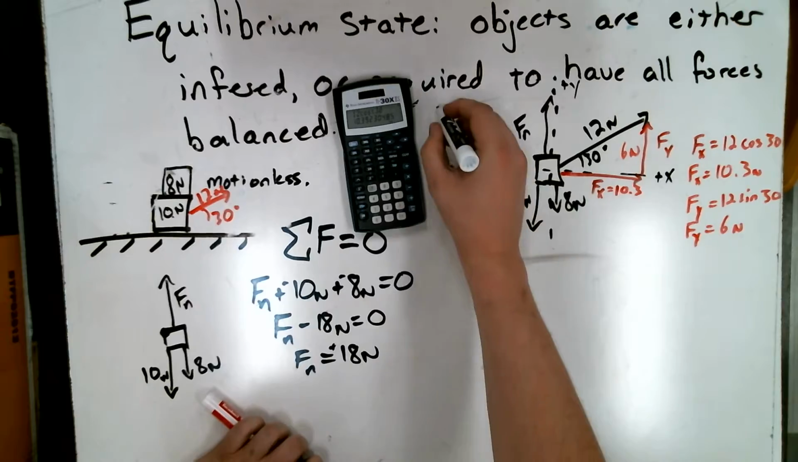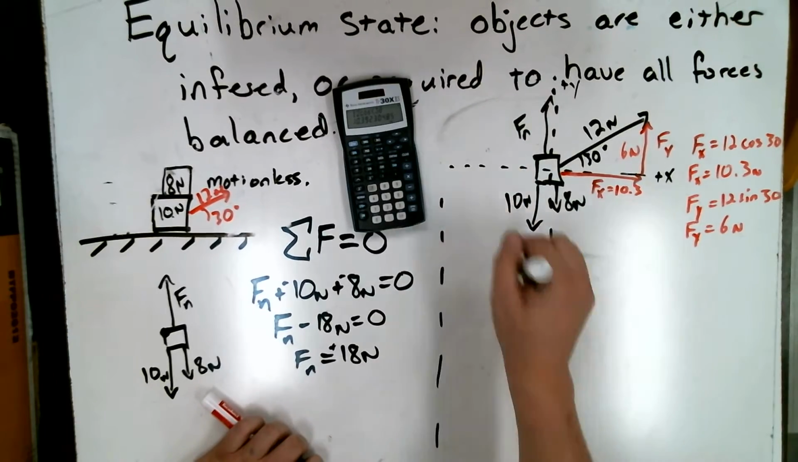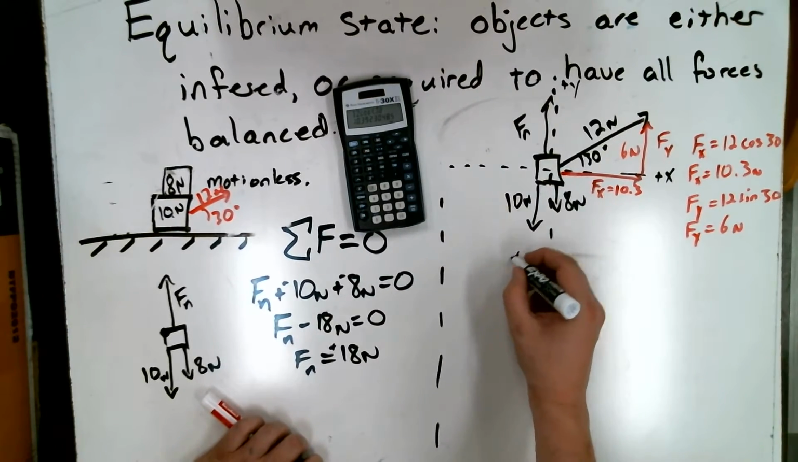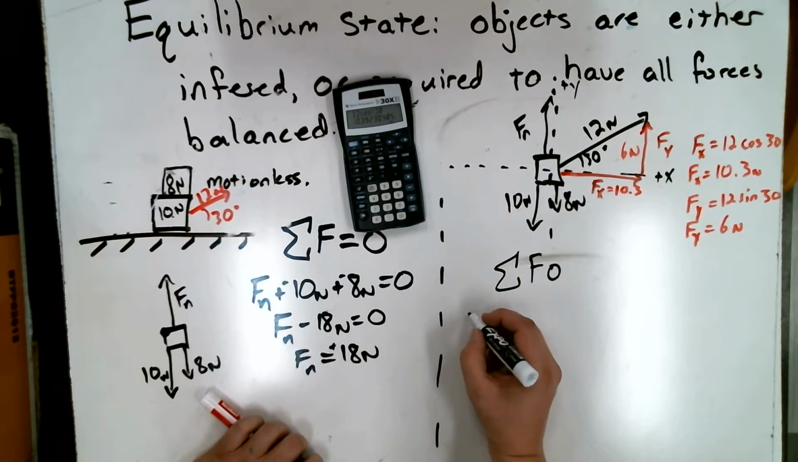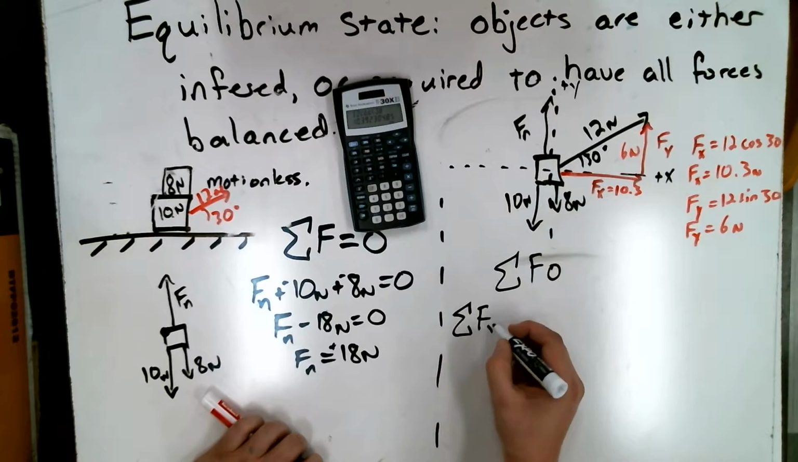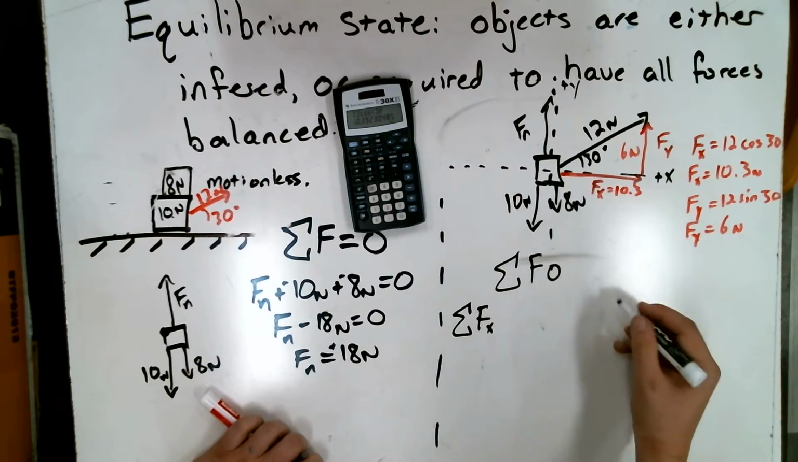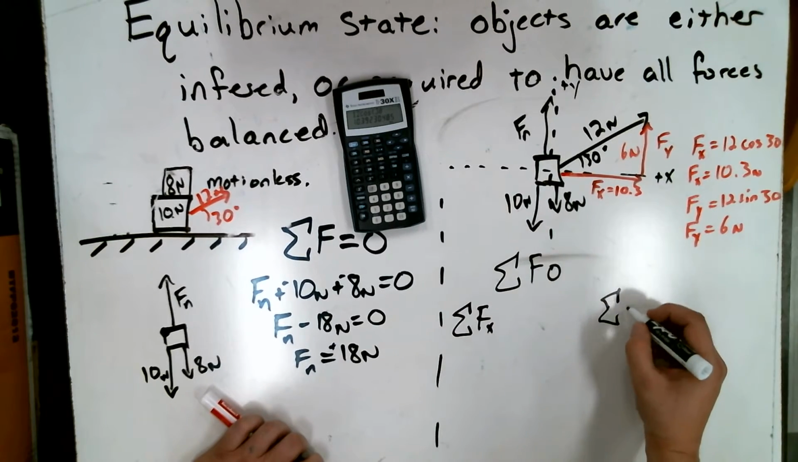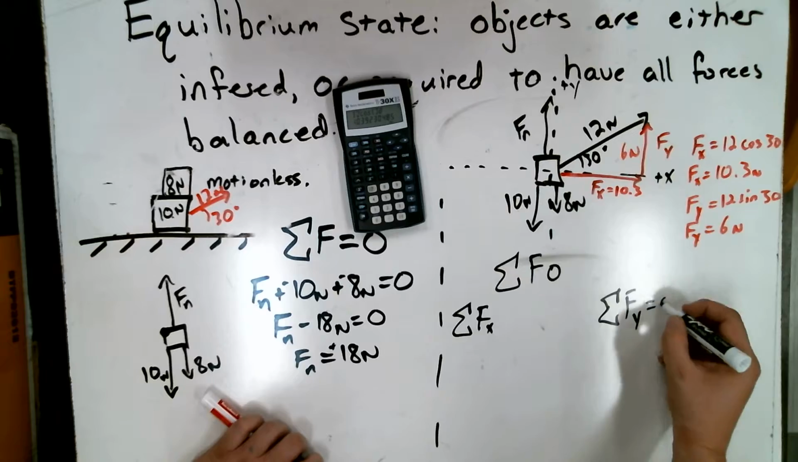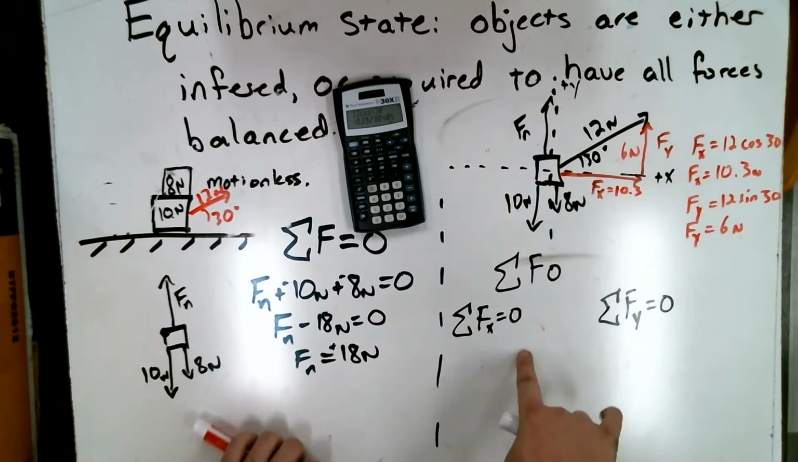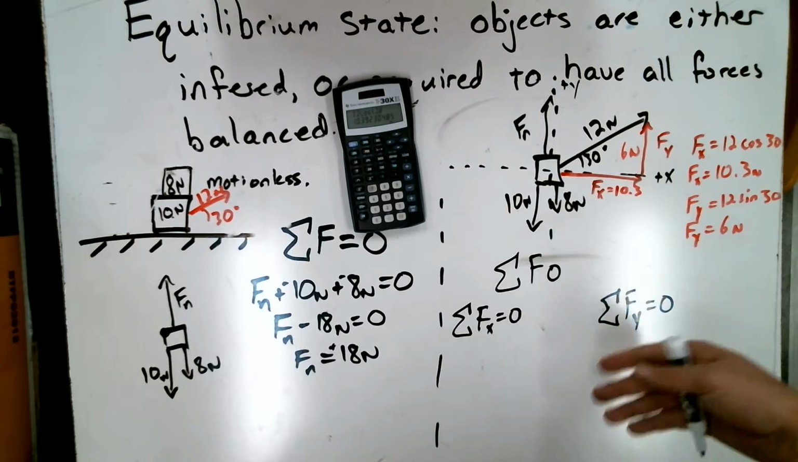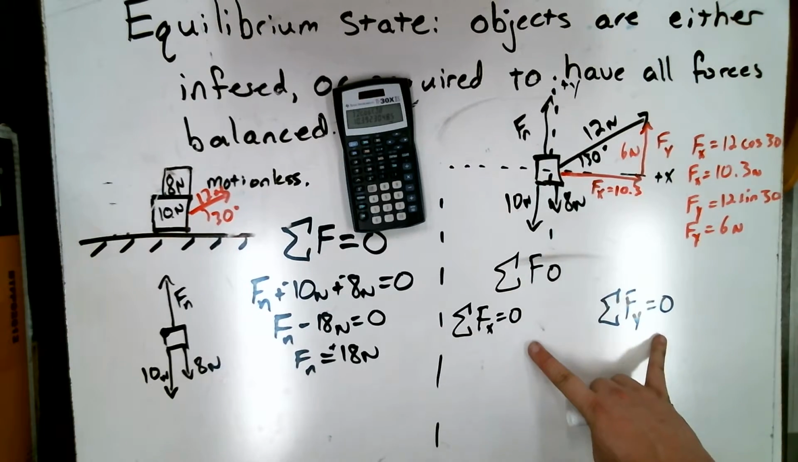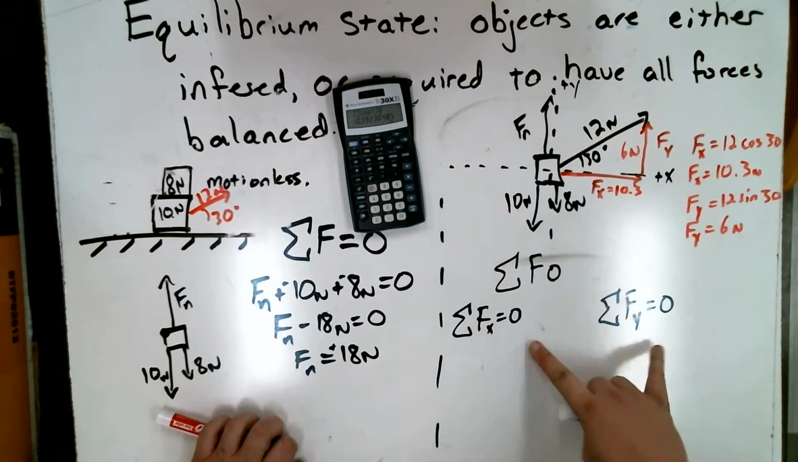So if we are going to require this to be in equilibrium, the sum of the forces is equal to 0, except for this time I have to make sure it is in both the x and the y directions equal to 0. If either of these is non-zero, the object is not in equilibrium, the motion will change, and we have a slightly different problem.